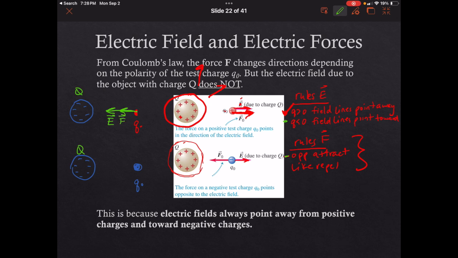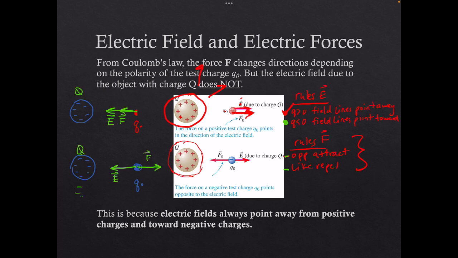So you see we have two different sets of rules going on, one for E, one for F. Now let's look at this situation. Big Q is negative, so the E field is still going to point to the left because of this rule. What about the force? Well, like charges repel. So little q naught is not going to want to be anywhere near big Q. They're both negative, so the force is going to point the opposite way. Those are the rules.